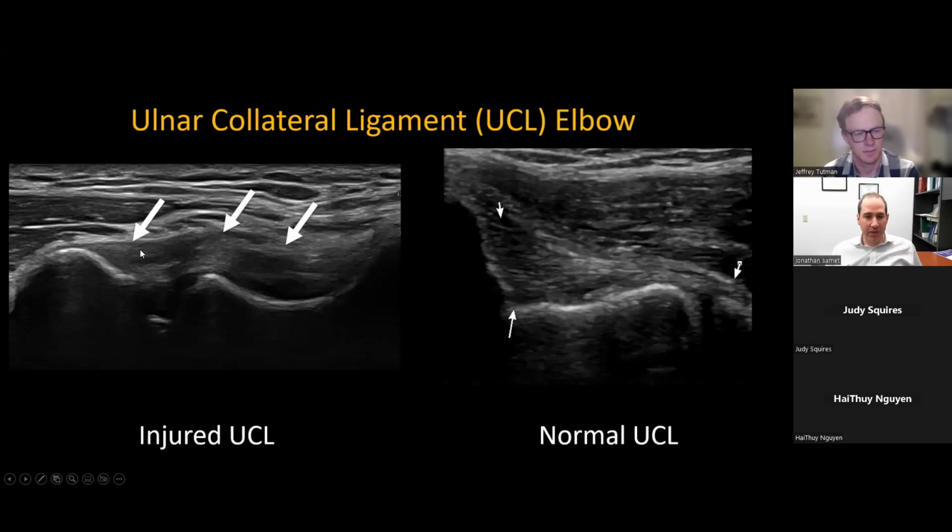Now let's look at another patient who has an injured UCL. So this is flipped the other way. This is the patient's head, this is the patient's feet. And you can see the ligament is thickened, kind of hypoechoic.